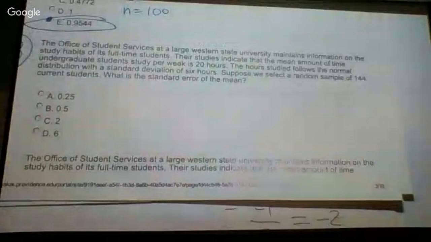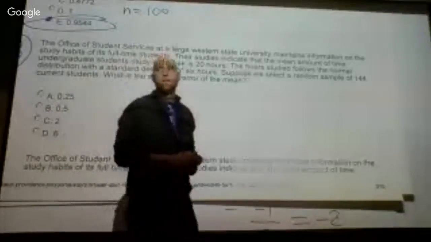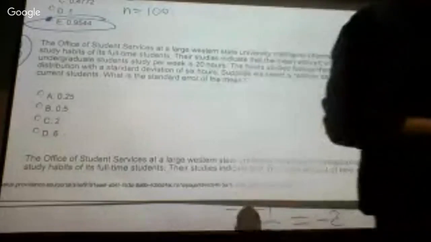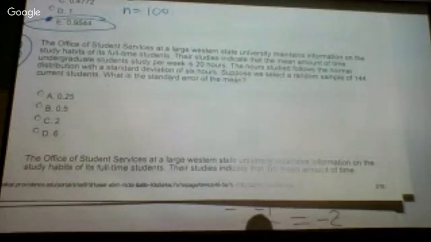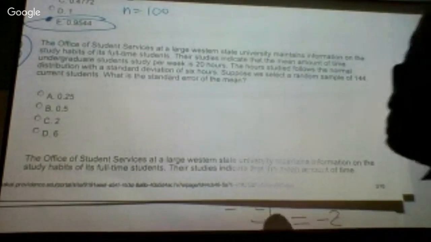How do you calculate standard error of the mean? A couple people know. Standard deviation over the square root of sample size. Stay with me: standard deviation over a square root. That's the standard error of the mean.